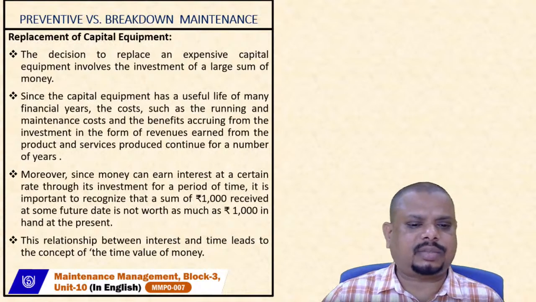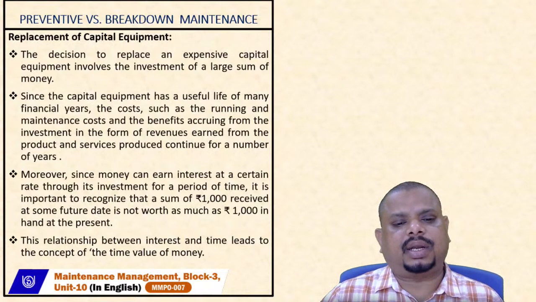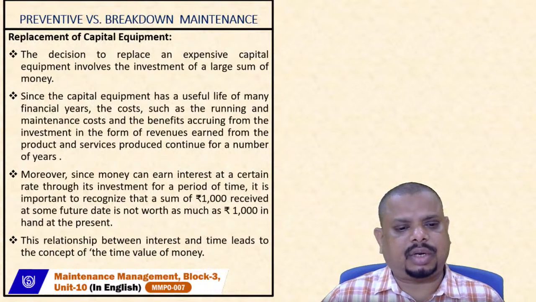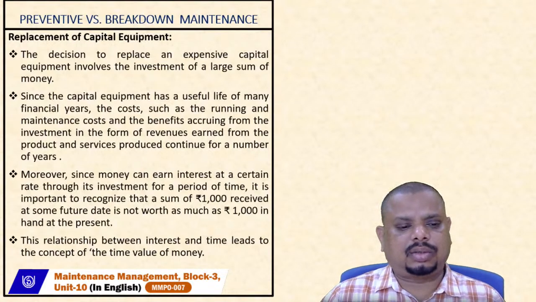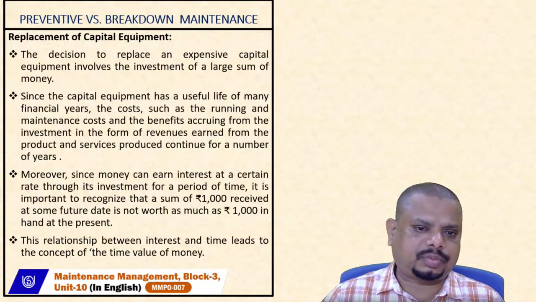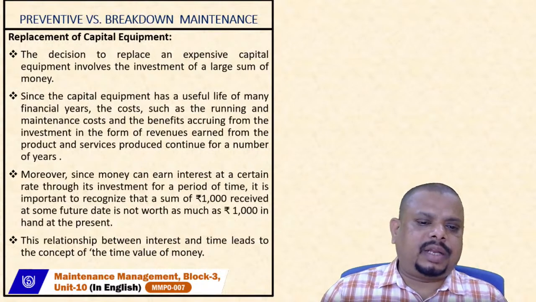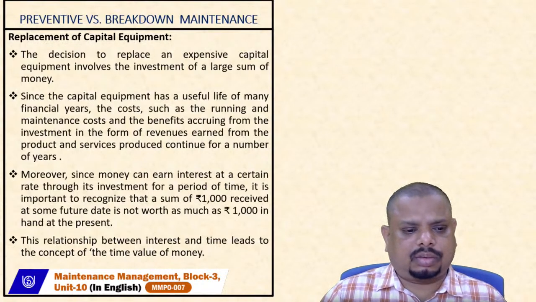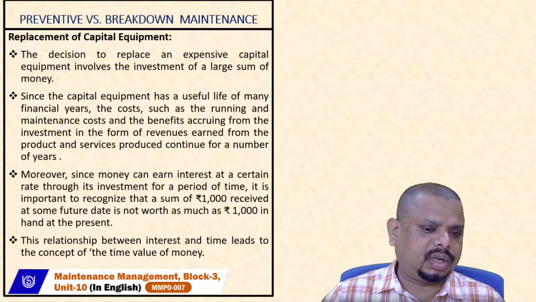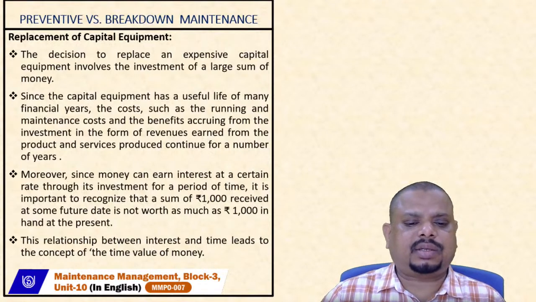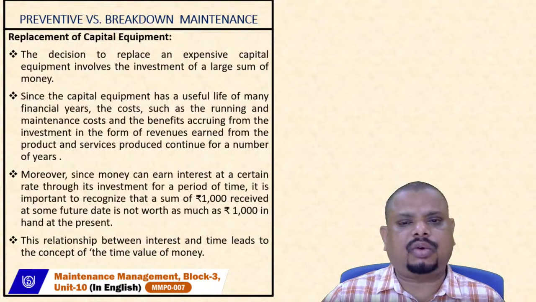Moving to the next one, let's take a small example. Since money earns interest at a certain rate through its investment for a period of time, it is important to recognize that the sum of rupees 1000 received at some future date is not worth as much as 1000 in hand at present. Suppose a company invested 100 rupees for a spare part for expensive capital equipment, and after 10 years they earn the same amount. That is not profitable, and that is known as a decision for replacement of capital equipment. That is why the relation between interest and time leads to the concept of time value of money.